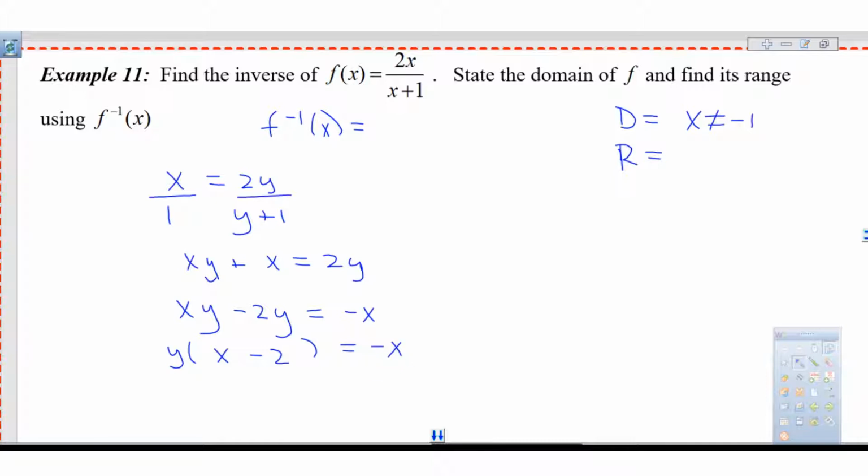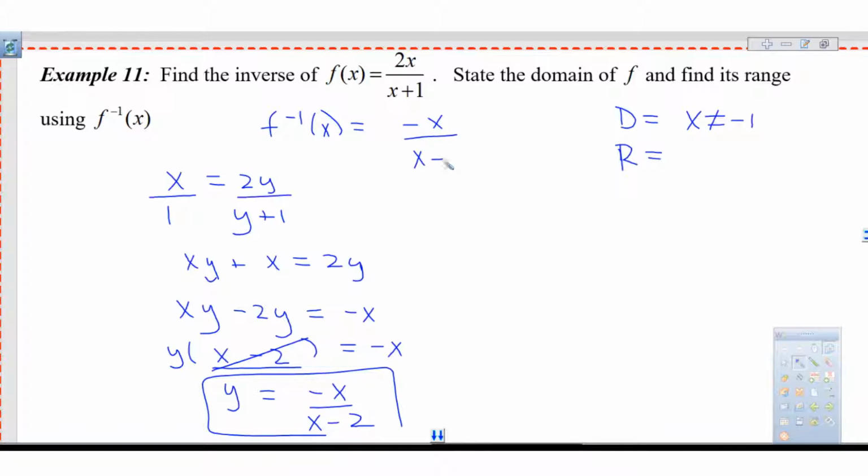I want the y to be alone. This x minus 2 is multiplied. How do I get rid of the x minus 2? Divide. So it's just going to be y equals negative x over x minus 2. I just divided both sides by x minus 2. Who says I got that? Let me see. We're going to do that again. You will see that again. So y's on one side, non-y's on the other. Take out a y and divide by what's multiplied by it to get rid of that. And there you go. Okay. Now, so here's my inverse. Negative x over x minus 2.